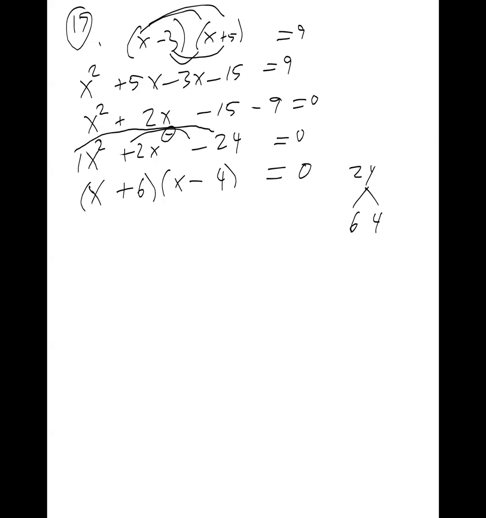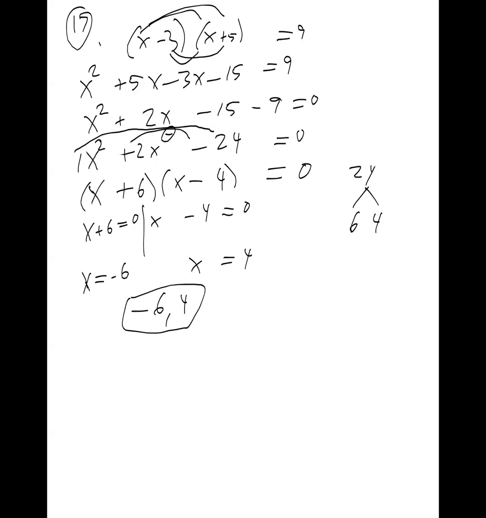Now you set each factor to 0. You probably already know this, but the answers that we get are going to be the opposites. Because when you move over the number 6, you get x equals negative 6. And when you move the negative 4 over, you get positive 4. So the answers are negative 6 and positive 4.